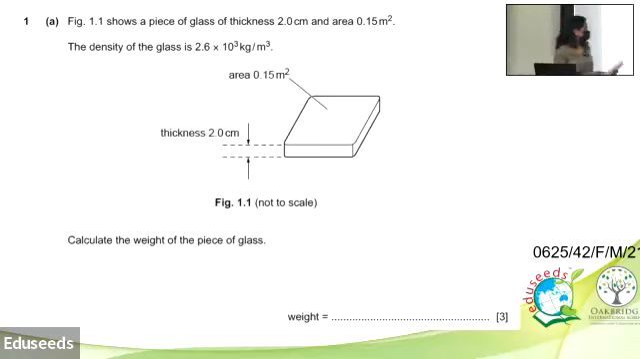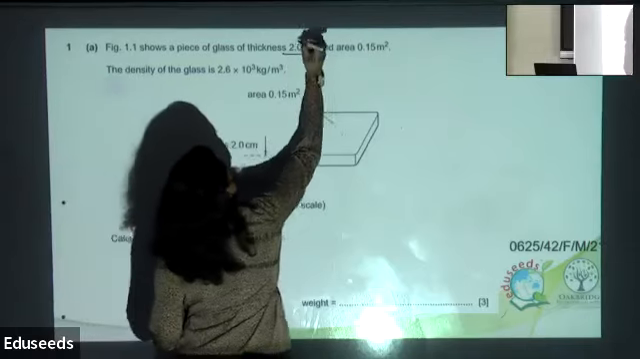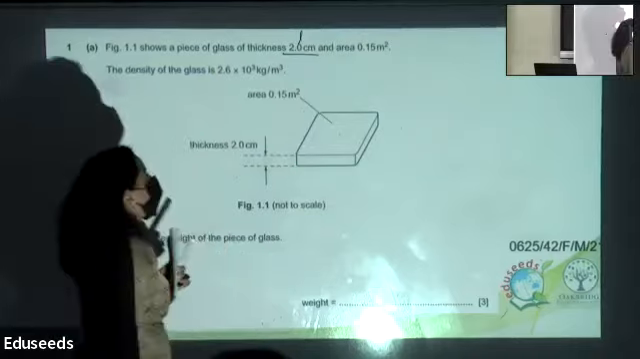Okay, let's do it together. Figure 1.1 shows a piece of glass of thickness. You have the information here, thickness, which is 2.0 centimeter. So thickness is under length. Label it, this will help you a lot.